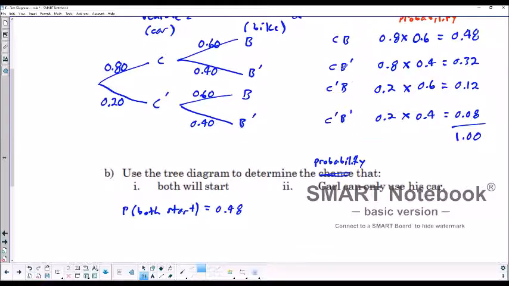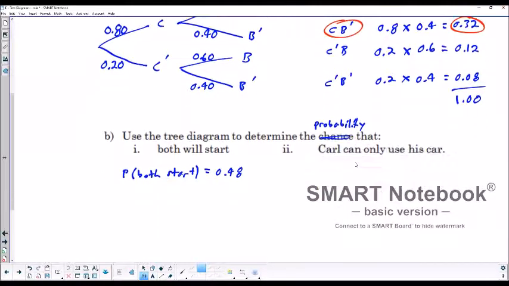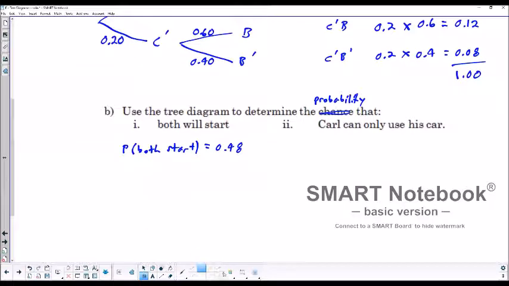And Carl can only use his car in this situation where the car starts and the bike doesn't. And that's already been calculated at 32%. So only the car will start, which is 0.32. Okay, so that's that probability there.